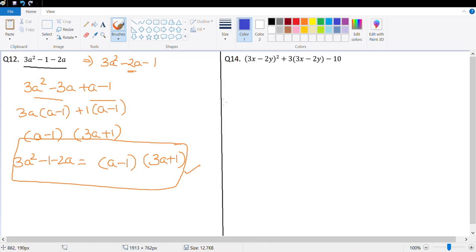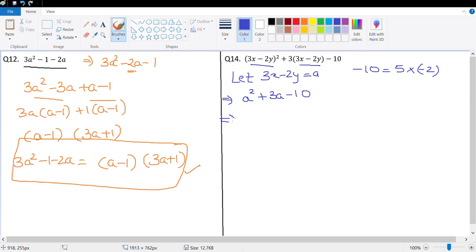The next question is question number 14. I notice 3x minus 2y is common. So let 3x minus 2y is equal to a. What we get is a square plus 3a minus 10. I need to find factors of negative 10, the sum of which is plus 3. So that would be 5 multiplied with negative 2. Yes, 5 minus 2 is 3.